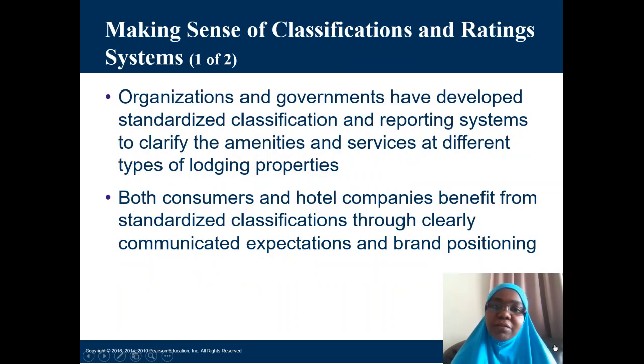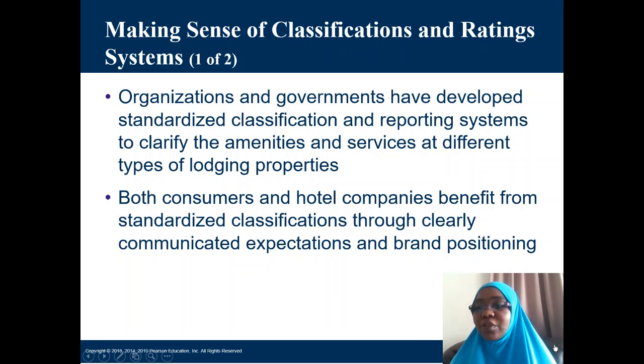Making sense of classification and rating systems. Like I mentioned earlier, there are different types of lodging or accommodation providers. We categorize all of them under accommodation, but there are different types that we'll still be talking about. Organizations and governments have developed standard classifications and reporting systems to clarify amenities and services at different types of lodging properties.